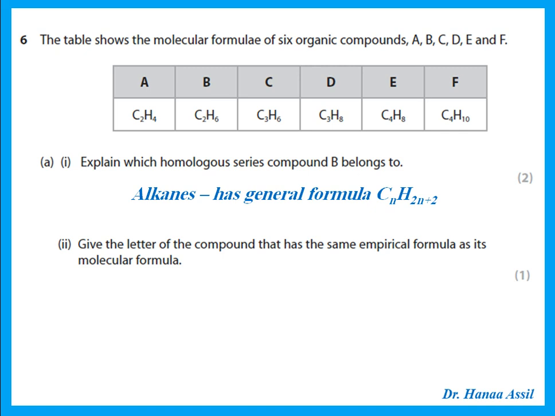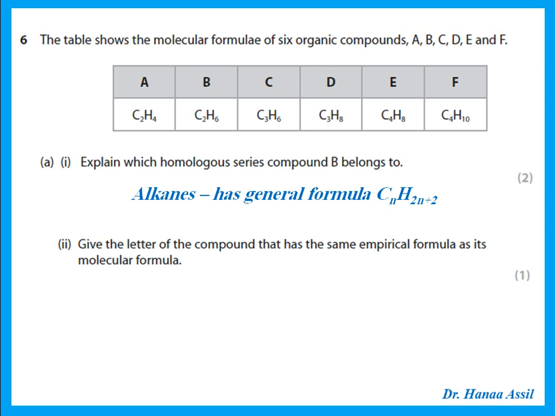Give the letter of the compound that has the same empirical formula as its molecular formula. What do we mean by each of these? You should remember, empirical formula is the simplest ratio. It's the formula that shows the simplest ratio between the atoms. The molecular formula shows the actual ratio. Now he's saying which of these has same empirical formula as molecular formula. That means it has a molecular formula that cannot be simplified further. So it is the empirical formula.